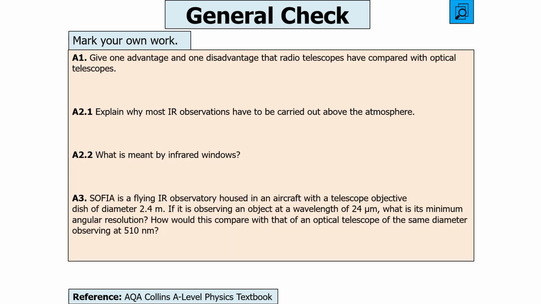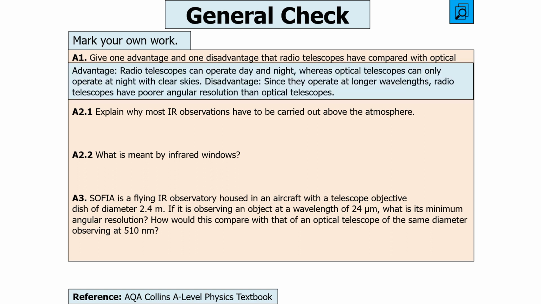So to answer this first question, you've got to think about the radio telescopes compared to the optical telescopes in structure and when they operate. So the advantage of radio telescopes is it can operate day and night, while optical telescopes can only operate at night with clear skies and no visible radiation coming from the sun. The disadvantages though is that they operate at longer wavelengths because radio waves are longer, so therefore they'll have a poorer angular resolution than optical telescopes from the Rayleigh criterion.